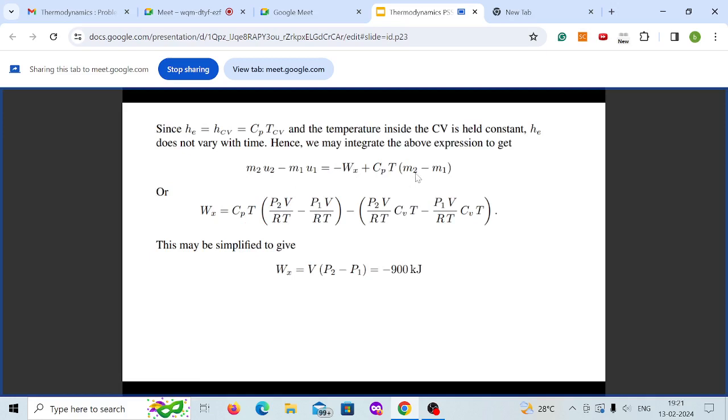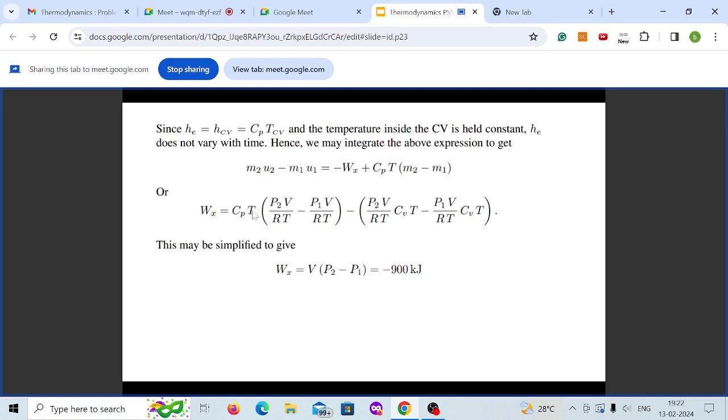We have already calculated m2 minus m1, and we can also calculate m2 and m1 separately using the same ideal gas equation, P2V by RT. Substituting that, internal energy you can find by Cv into temperature. Here for enthalpy you are using Cp into T, and for internal energy you are using Cv into T.